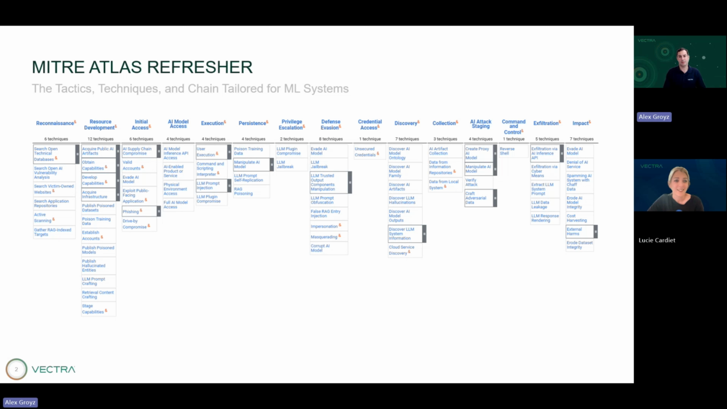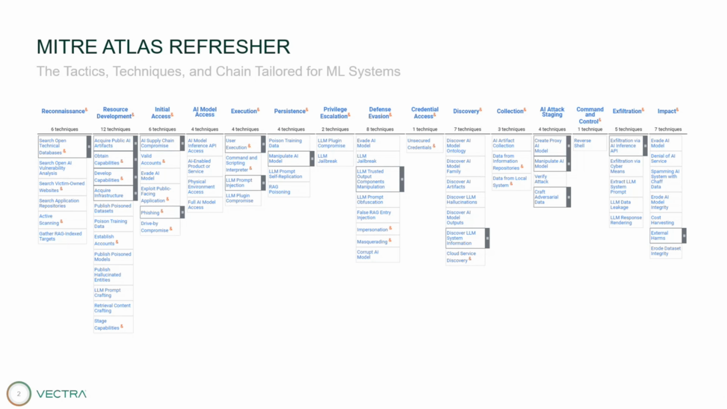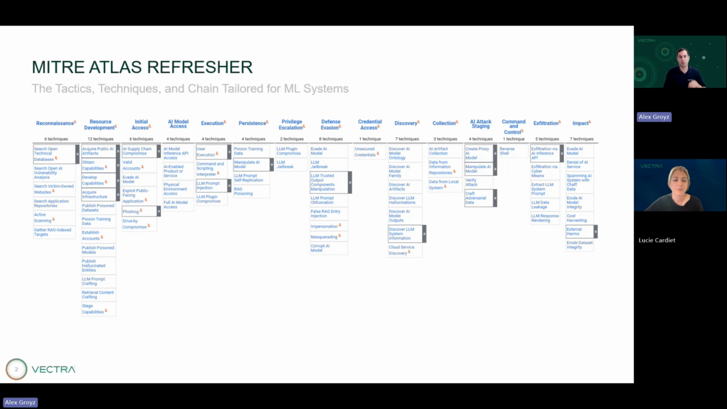So I'll first introduce the MITRE ATLAS framework. ATLAS is a threat framework, but instead of focusing on traditional enterprise infrastructure like MITRE ATT&CK, it's tailored more for generative AI and machine learning environments. What that means is that it's built specifically to help understand how adversaries are targeting systems like large language models, inference APIs, fine-tuned workflows, and even the training data itself.